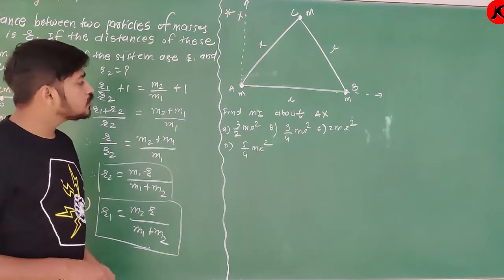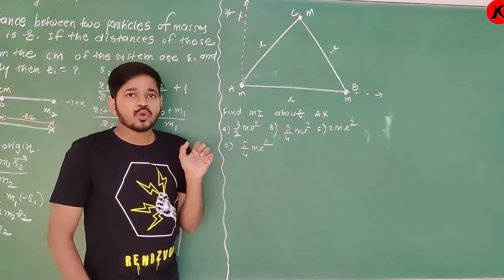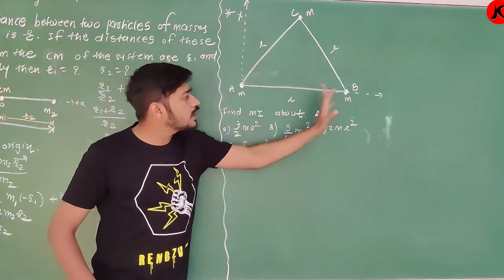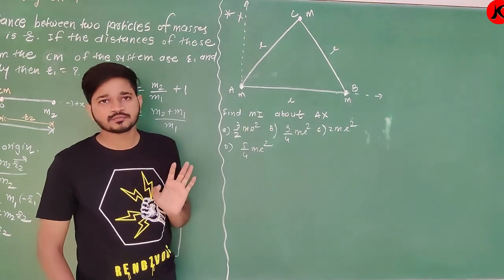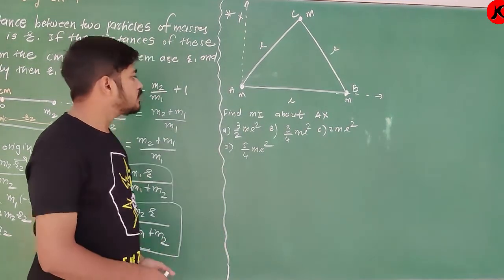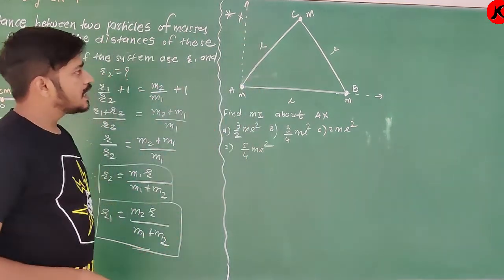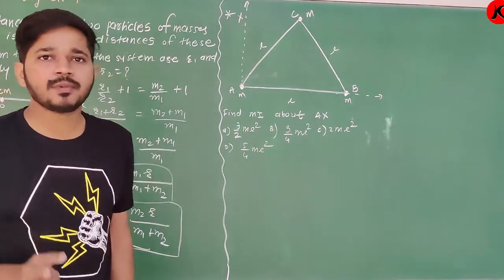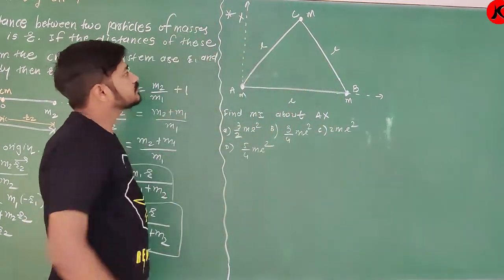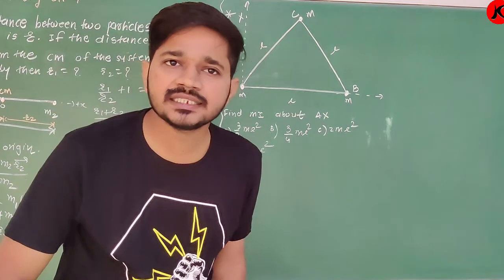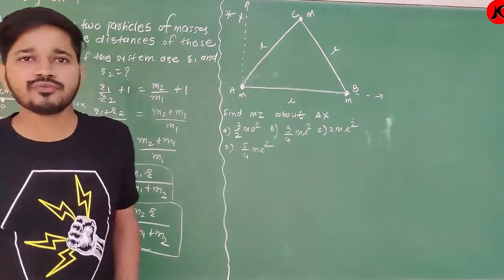You have to find the moment of inertia about axis AX, which is perpendicular to AB and in the plane of ABC, means in the plane of the board. Yes, you have to find the moment of inertia about this AX. Now see, here you are given three masses at A, at B and at C. Yes or no? Yes. Then how to find the moment of inertia?